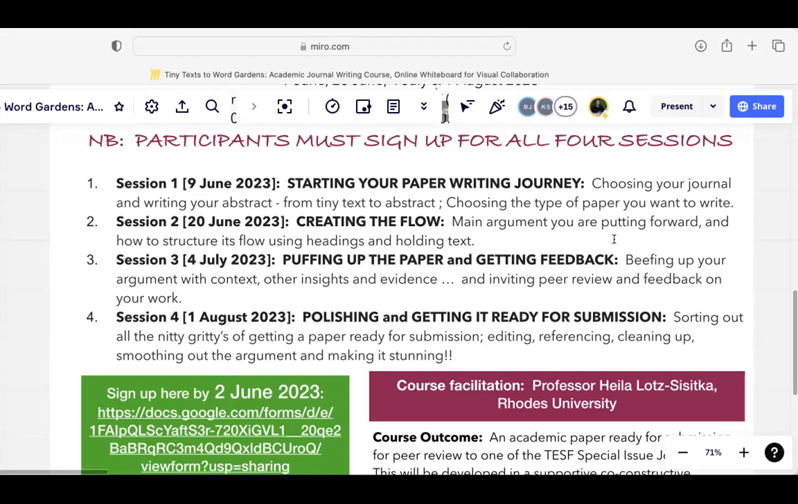So the important thing is that you don't have to worry about polish at this point. Polish we do at the end, okay? Between now and the end, we just work. We work from tiny text. We write freely. We develop our arguments. We talk about what we want to do. We puff it up. We elaborate. And then we start to clean up, polish, and get it ready for submission.